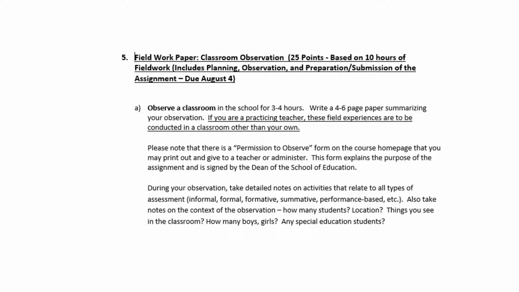And then you're going to write a 4 to 6 page paper, double-spaced, summarizing your observation. There's a permission to observe form on the course homepage that's signed by the Dean of the School of Education that you may print out and give to a teacher or administrator if they need proof that this is an actual assignment.